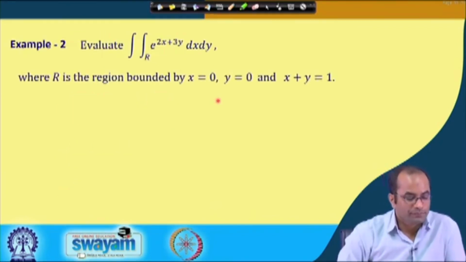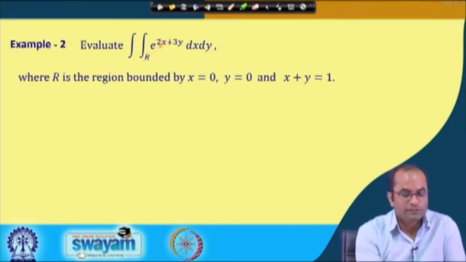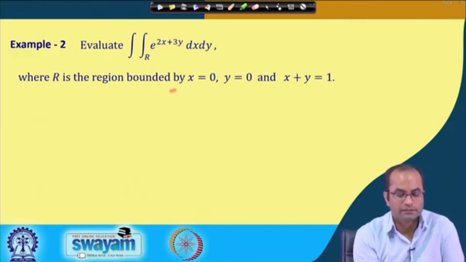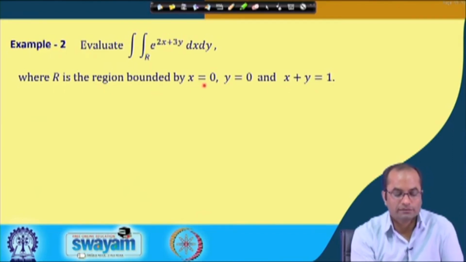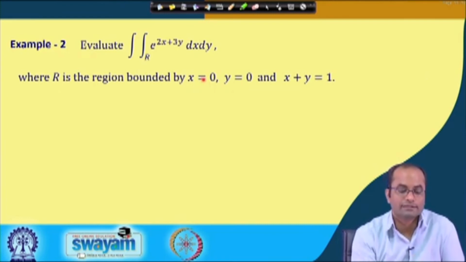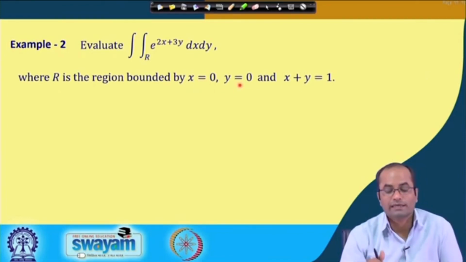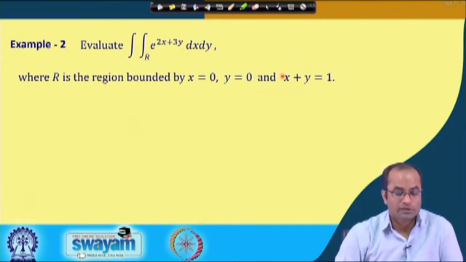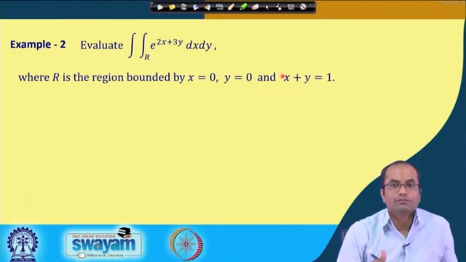So, one more example here, we want to evaluate now e power 2x plus 3y over this region R, and R is the region bounded by the x axis. So, x is equal to 0, that means the y axis, y is equal to 0, we have the x axis, and then there is a line x plus y is equal to 1. So, the first step always should be sketching the domain.